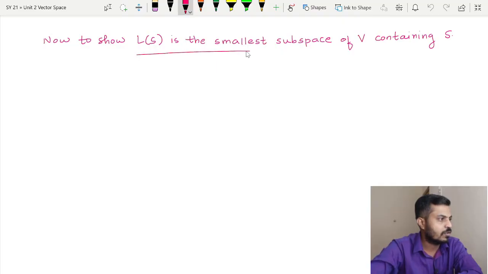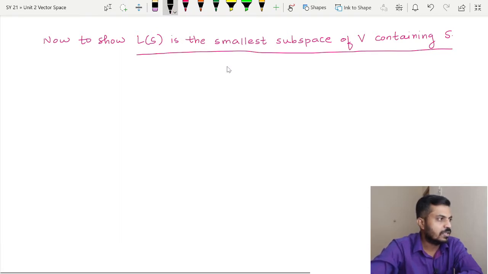Dear students, we are going to continue with the last theorem that we have started. In the last class we have proved that L of S is a subspace of V. In today's class we are going to prove that L of S is the smallest subspace of V containing S. Now what is the meaning of this?